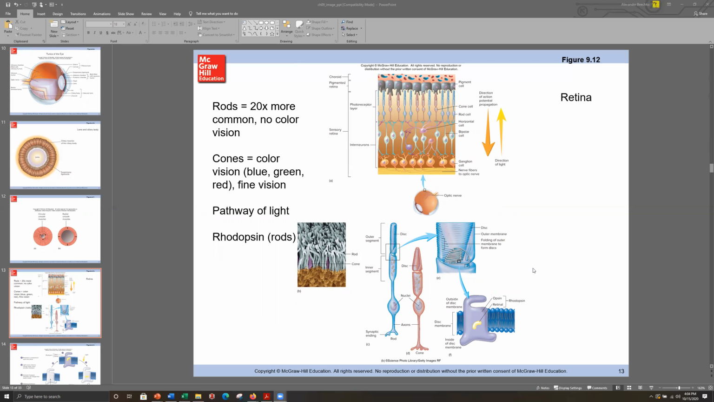So here we have the structure of the rods and the cones of the eye. These are cells, I'm sorry, that respond to and interpret different kinds of color information within the eye.